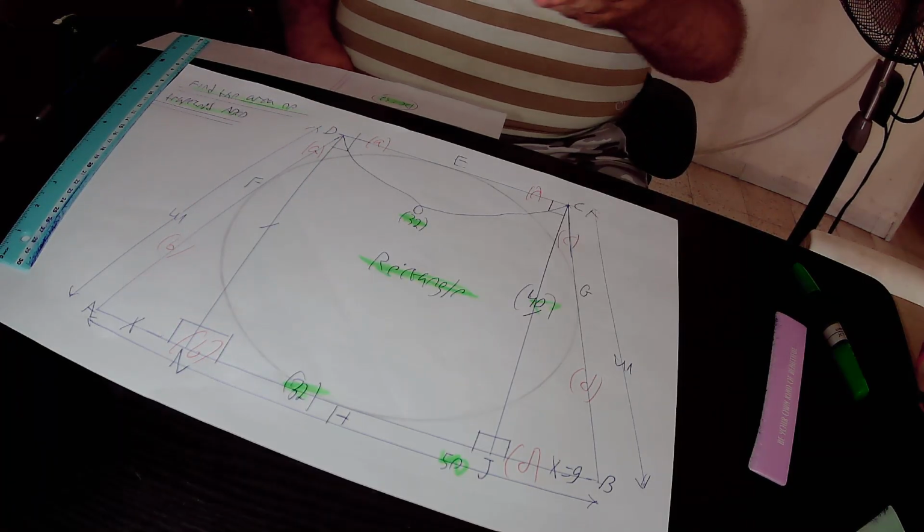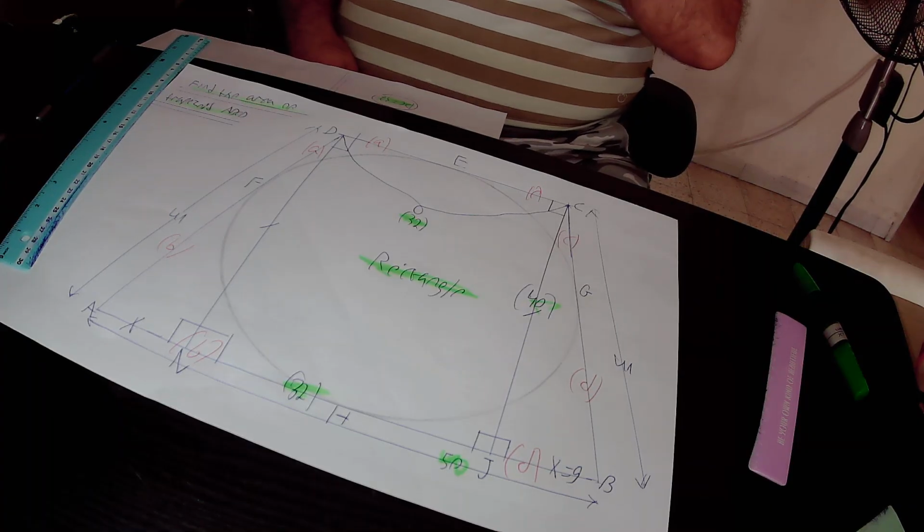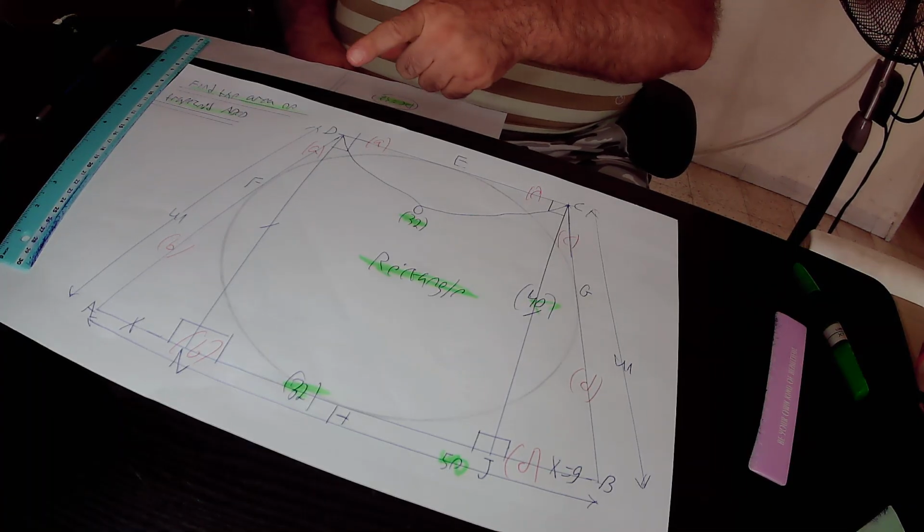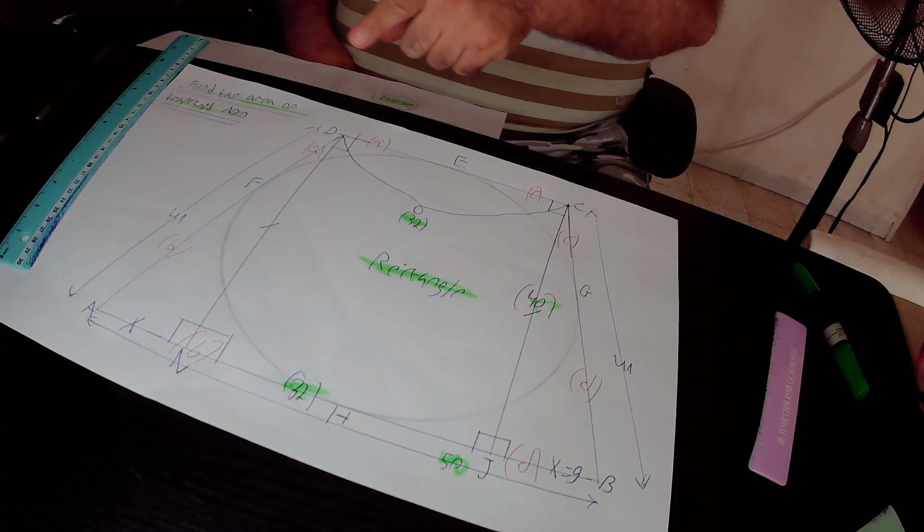Note that ABCD is a trapezoid. In trapezoid ABCD, side DC is parallel to side AB.